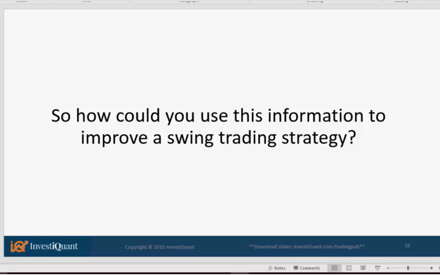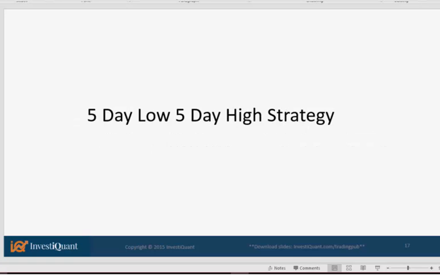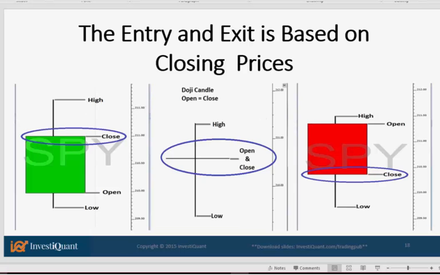So how can we use this information to improve a swing trading strategy? Let me show you a very simple but really quite effective swing trading strategy that I call my 5-day low, 5-day high strategy. All the 5-day low, 5-day high strategy does is look at closing prices.